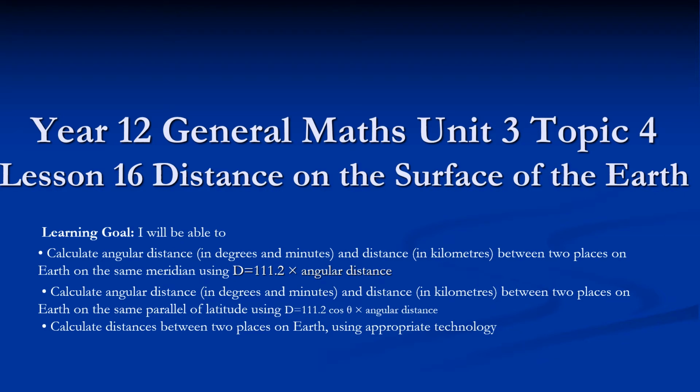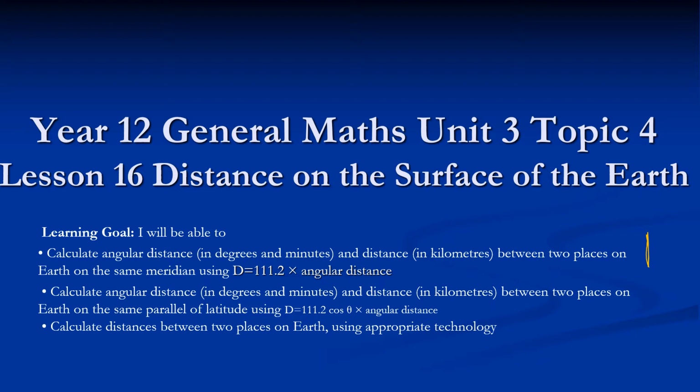So we want you to be able to calculate the angular distance in degrees and minutes and distance in kilometres between two places on Earth using the same meridian. So remember, they're going up and down, so they've got to be a great circle. And so we'll use the formula distance equals 111.2 kilometres per degree times the angular distance, which is just the number of degrees.